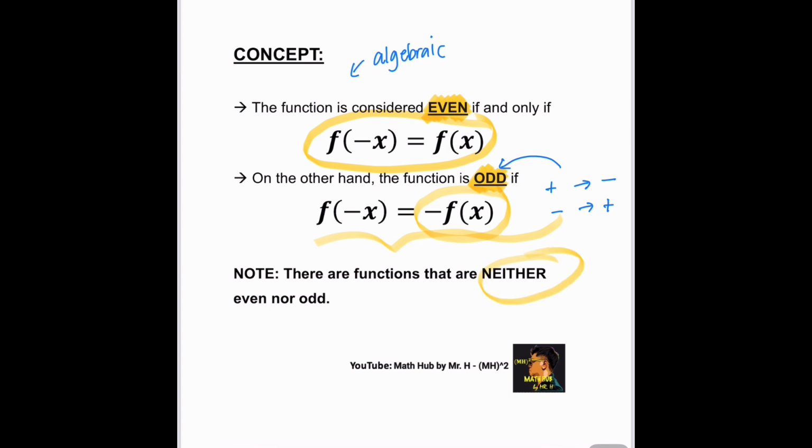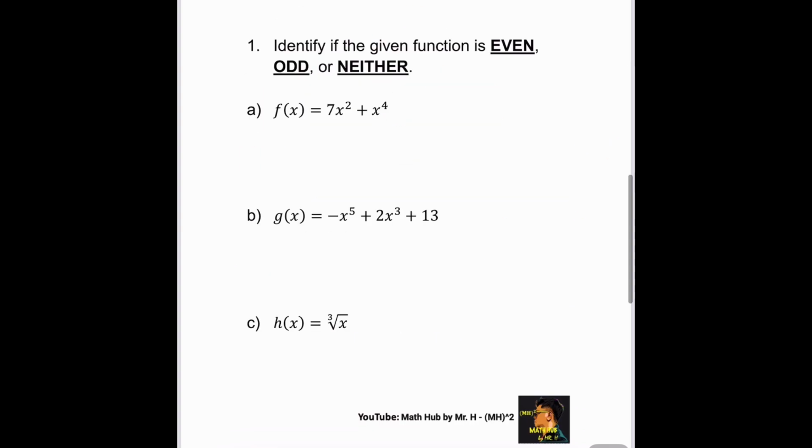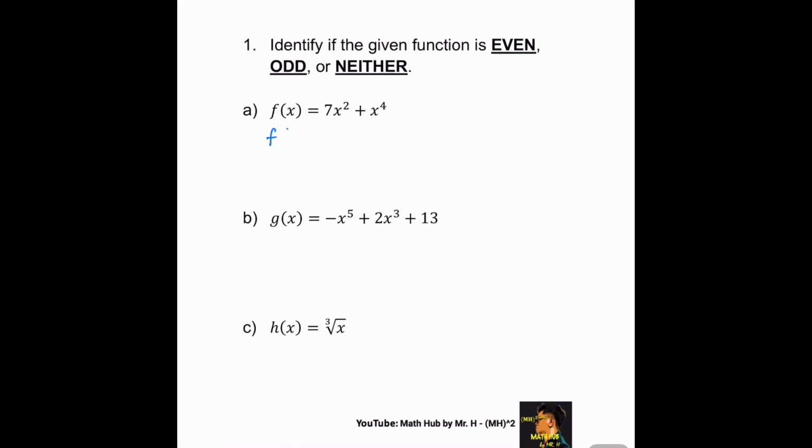So let's take a look at the very first example. Identify if the given function is even, odd, or neither. So for the first one, we were given f of x equals 7x squared plus x to the power of 4. So what we need to do is replace all the x's by negative x. So 7, and we simplify. So f of negative x equals 7.